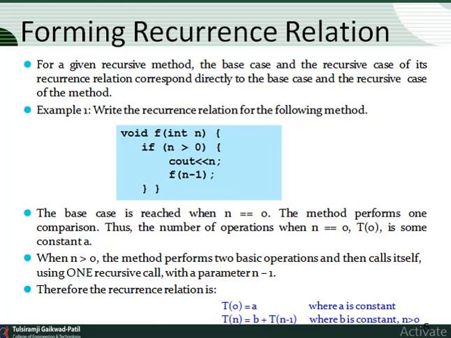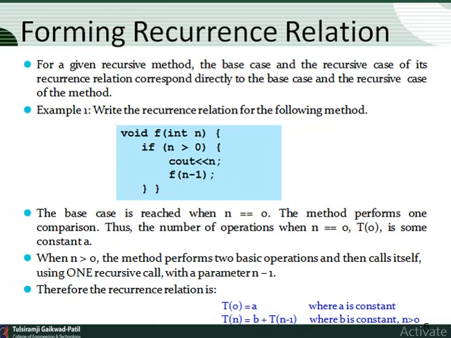For example, write a recurrence relation for the following method. void function(int n): if n is greater than 0, cout less than n, and the function is called for f of n minus 1. The base case is reached when n is equal to 0. The method performs one comparison. Thus, the number of operations when n is equal to 0, T0, is some constant a.